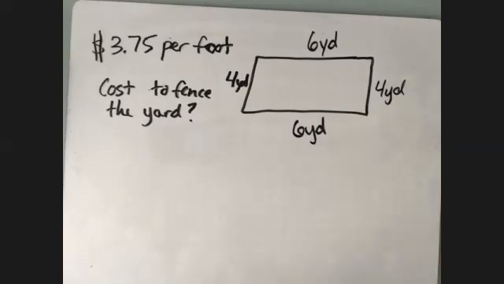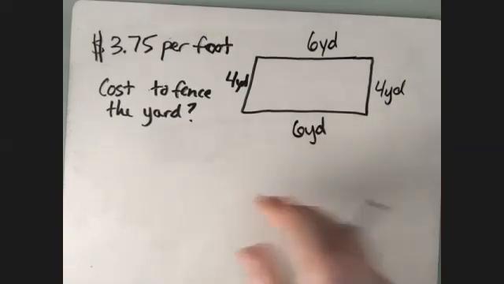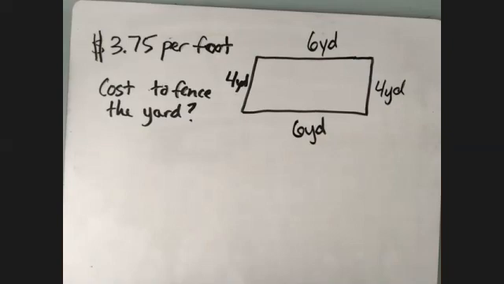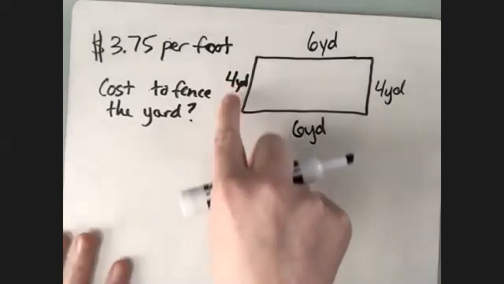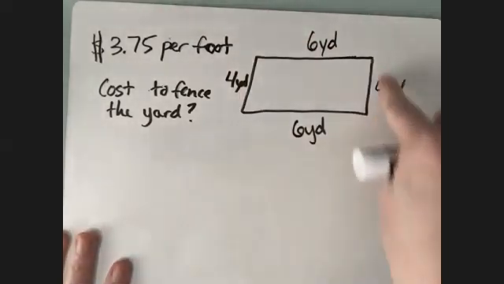All right, so you got a word problem, and they told you that the perimeter of a rectangular yard, the sides are 4 yards by 6 yards. And they told you that it's $3.75 per foot. And they want you to then figure out what is the cost to fence the yard. Well, the first thing you need to look at is you have to identify, in order to fence the yard, to find perimeter, you need to then figure out what is this perimeter.